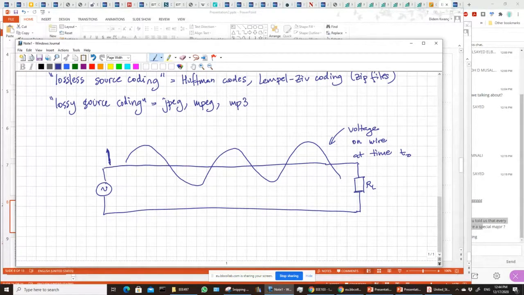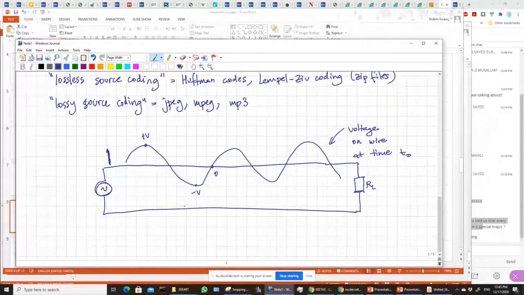Okay, so this is a sinusoidal source. So I'm running a sinusoidal source that could be the output from a power plant, right? And when you look at this voltage across this wire instantaneously, you'll find that some places are showing positive V, some places are at negative V, some places are at 0, at any instant in time.